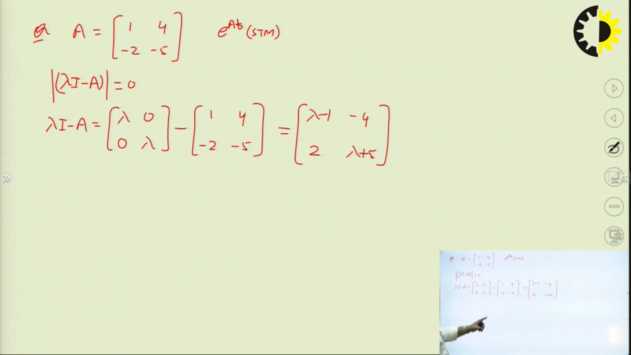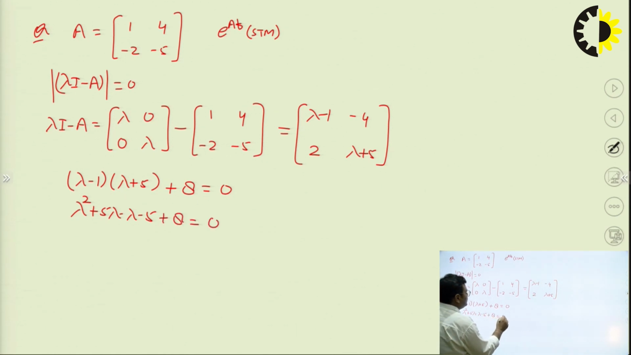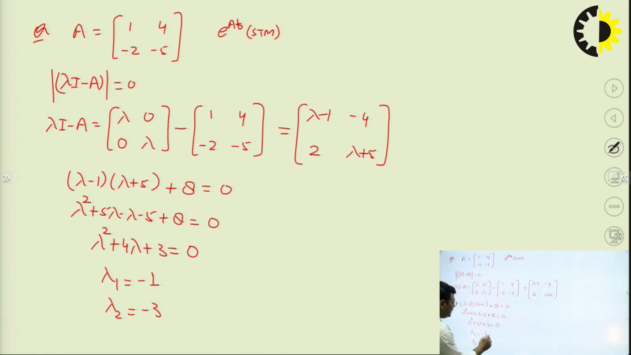If I take the determinant of this matrix, it will be lambda minus 1 into lambda plus 5 plus 8 equals 0. After solving this, we get lambda squared plus 5 lambda minus lambda minus 5 plus 8 equals 0, that is lambda squared plus 4 lambda plus 3 equals 0. After solving this, I get lambda 1 equals minus 1 and lambda 2 equals minus 3. So these will be the eigenvalues.